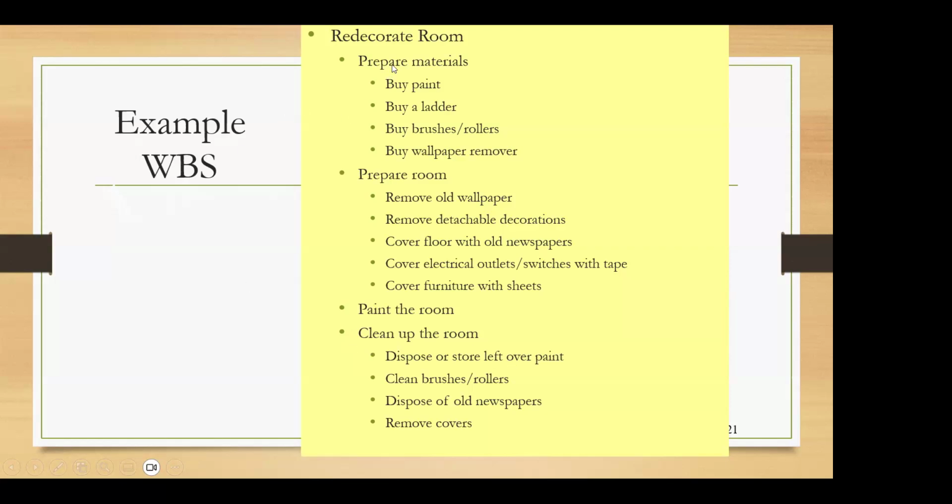So when you talk about preparing material, what do you have to do? Under this, you will have buy paint, buy a ladder, buy brushes, wallpaper remover. Then when you're preparing the room, you remove the old wallpaper, remove detached decorations, cover the floor with old newspapers. Then in cleaning up the room, under that you have dispose or store the leftover paint, clean the brushes, dispose the old newspapers and remove covers, right? So you can show a WBS in this manner as well.